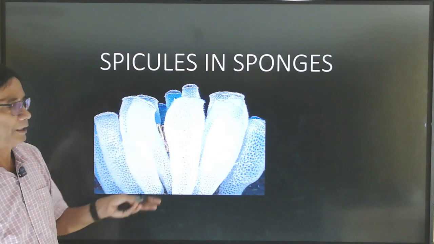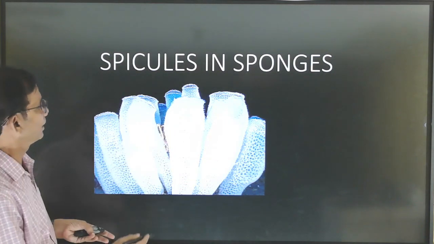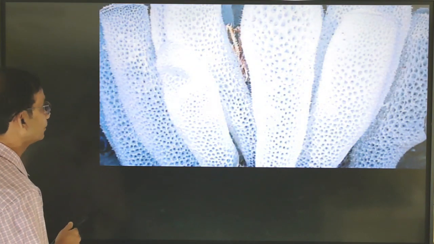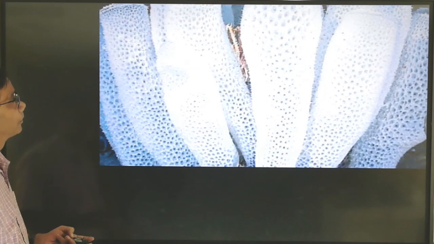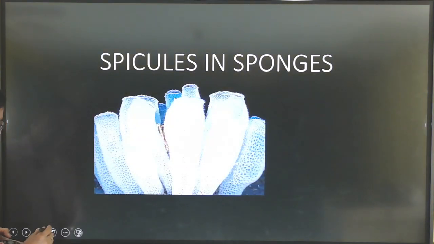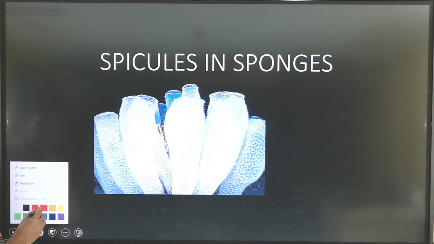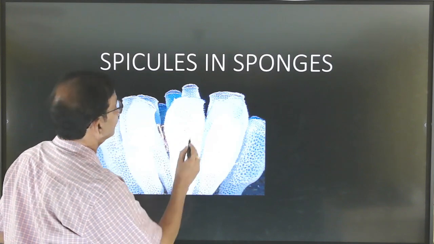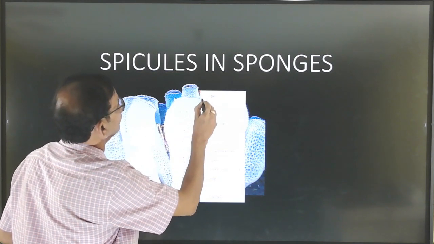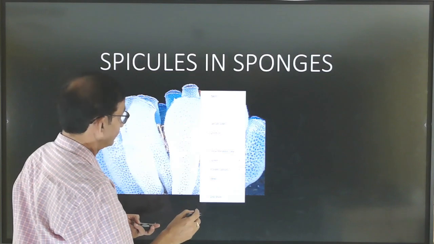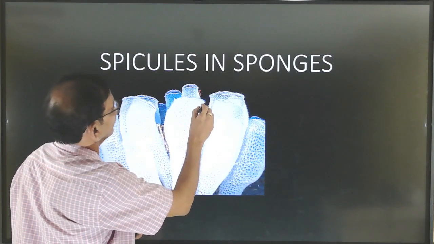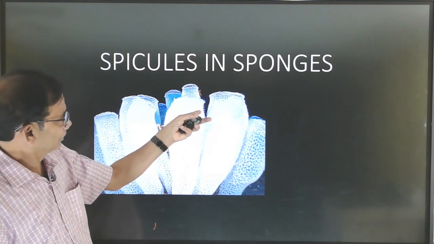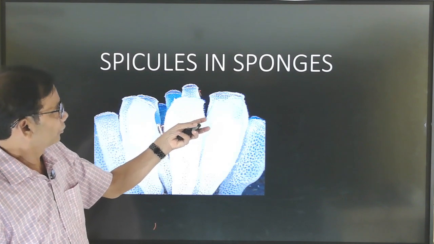In this particular specimen you just see here, these are the things which are spine-like structures. These are spicules. So what is a spicule?